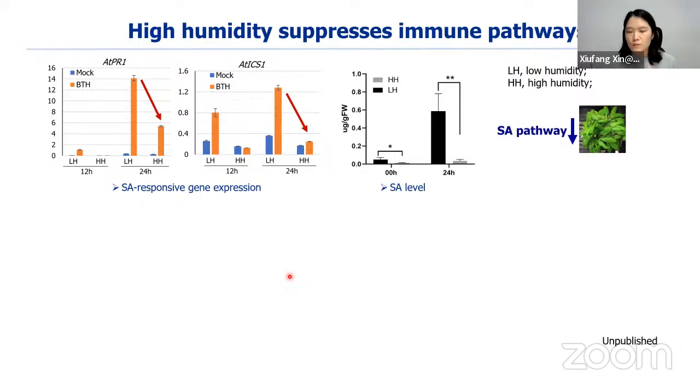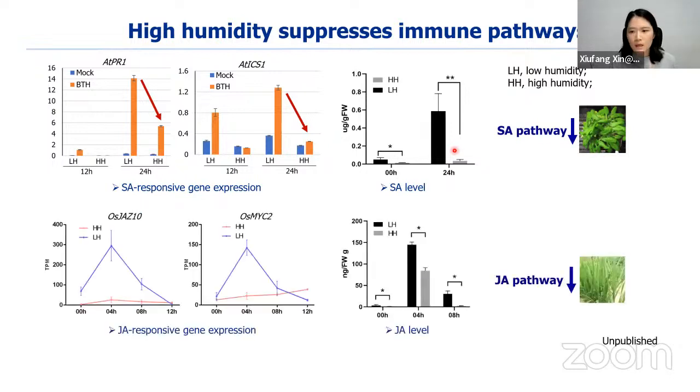I'm just showing you that we found in Arabidopsis, salicylic acid, which is a very important hormone, especially for defending against biotrophic or hemibiotrophic pathogens, is dramatically inhibited by high humidity. So here, BTH is an analog and can induce SA responsive gene expression. We can see this expression is dramatically suppressed, and also the SA level is significantly suppressed by high humidity.